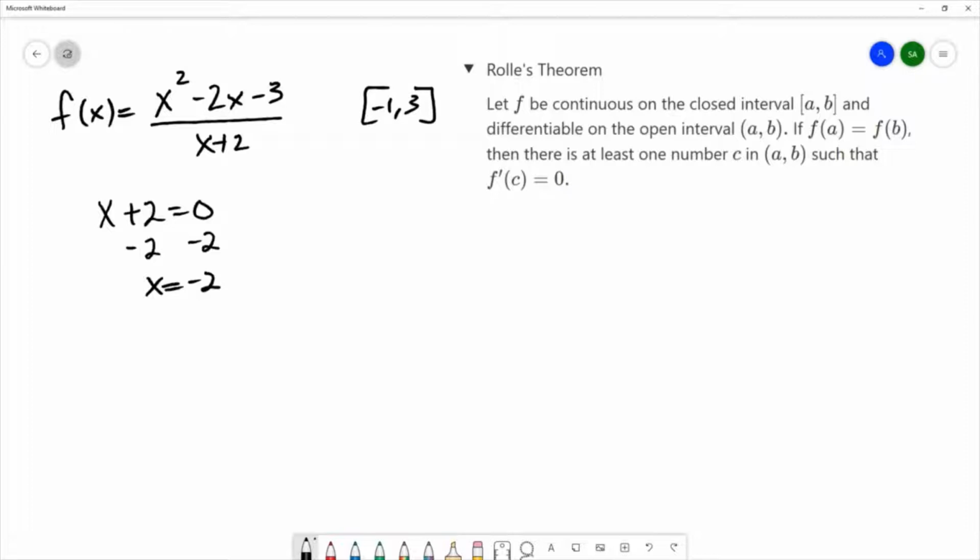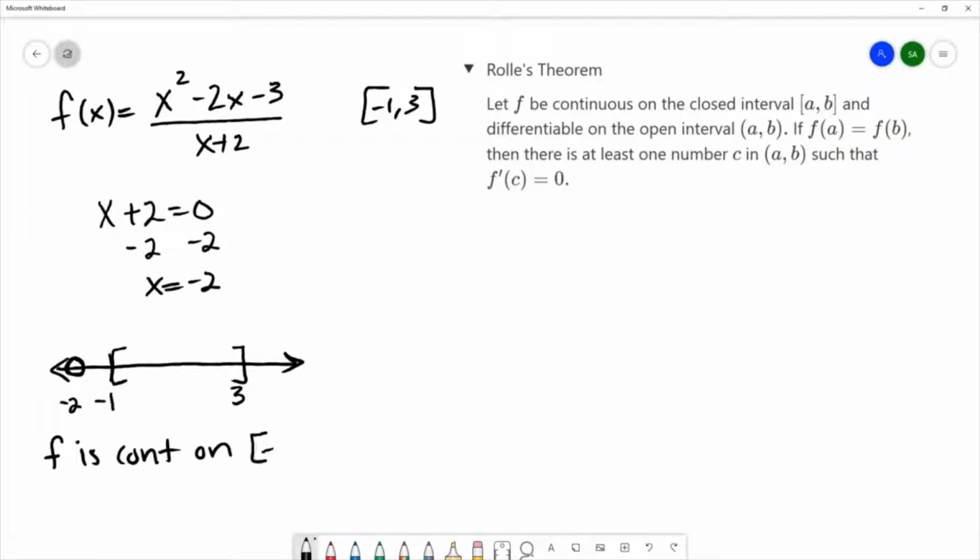So looking at the interval we're working with, the interval from -1 to 3, our function has a discontinuity, but that discontinuity is at -2, which is outside the interval. So our function f is continuous on the interval from -1 to 3.